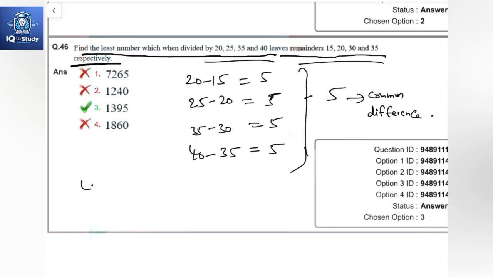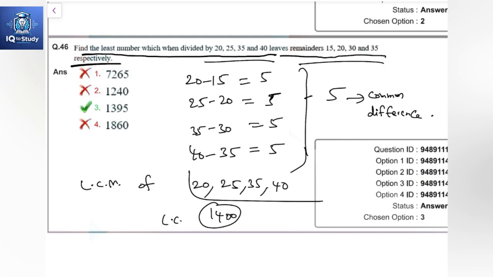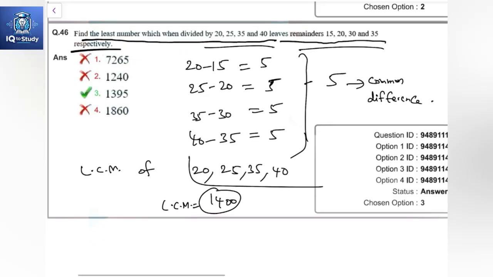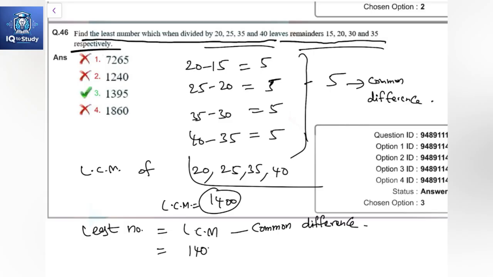Let's find the LCM of 20, 25, 35 and 40. The LCM will be 1400. So least number is equal to LCM minus common difference, which is equal to 1400 minus 5, that is equal to 1395. So option 3 is correct.